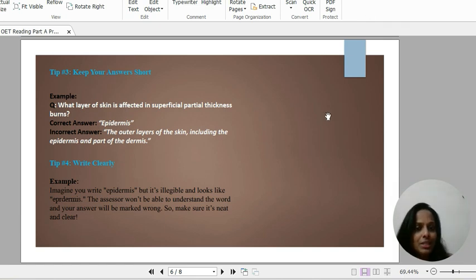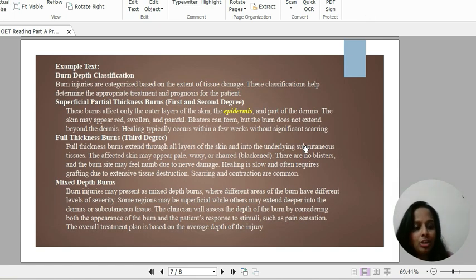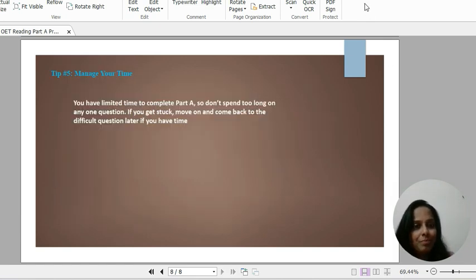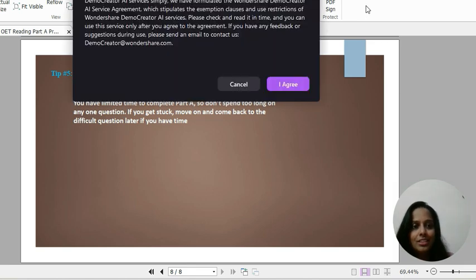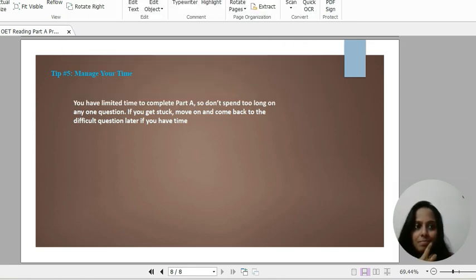And the fifth tip is manage your time. You have limited time to complete Part A, so don't spend too long on any one question. If you get stuck, move on and come back to the difficult question later if you have time.